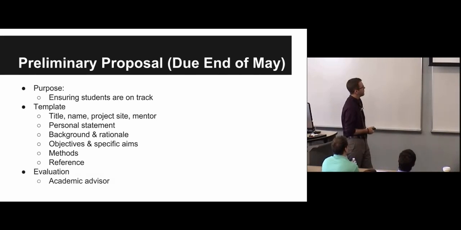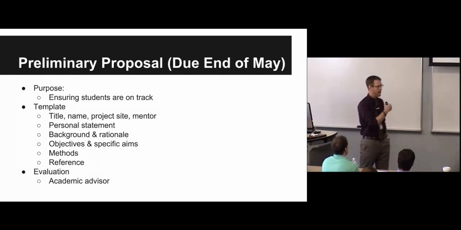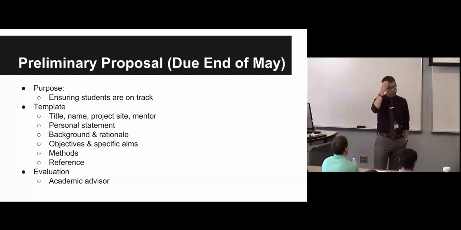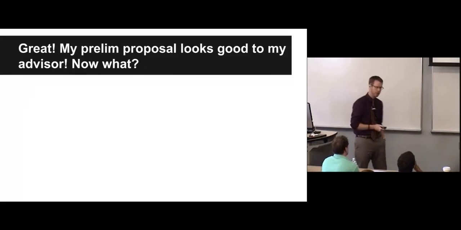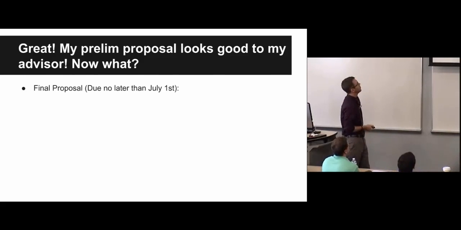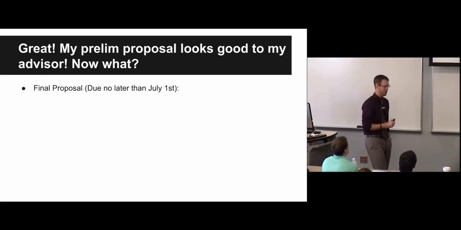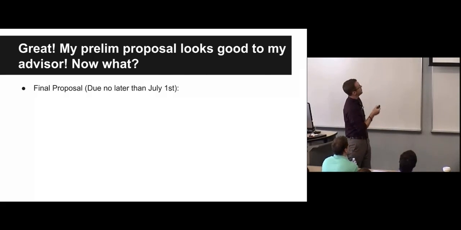And then in terms of evaluation, this preliminary proposal will be sent to your academic advisor, and you'll work with your academic advisor to finalize this preliminary proposal. Okay, sounds good, very good. So, you'll get feedback from your academic advisor on your preliminary proposal, and this most likely will be: my preliminary proposal looks good. Now what do I do?